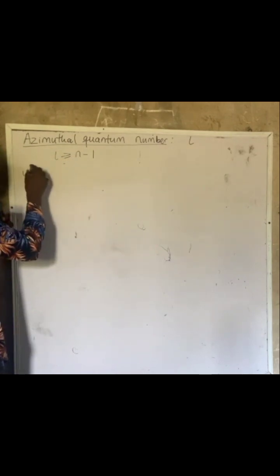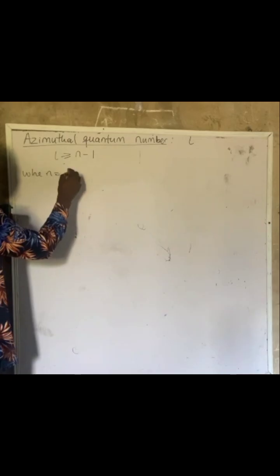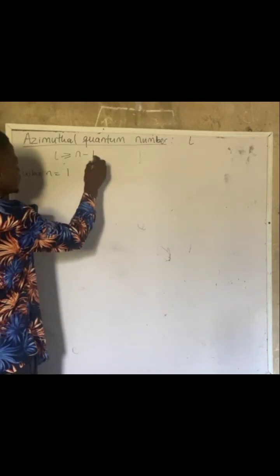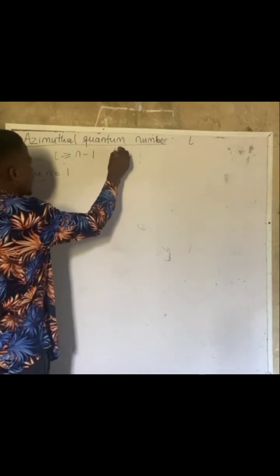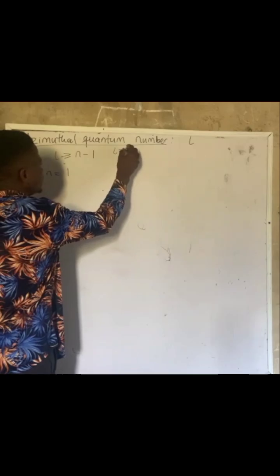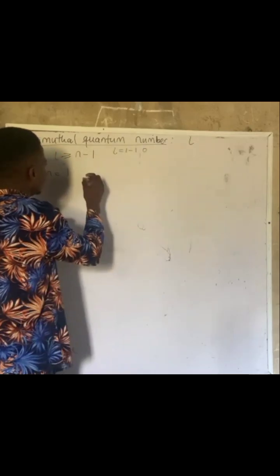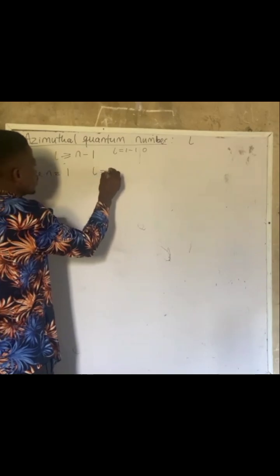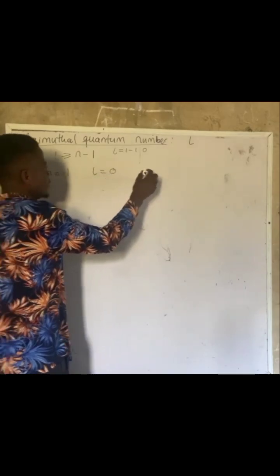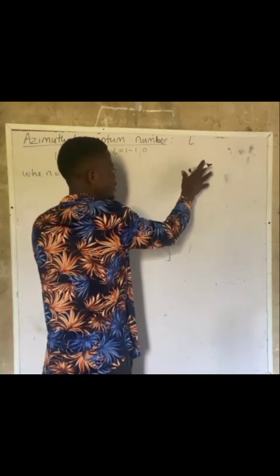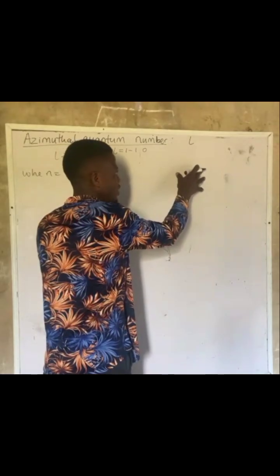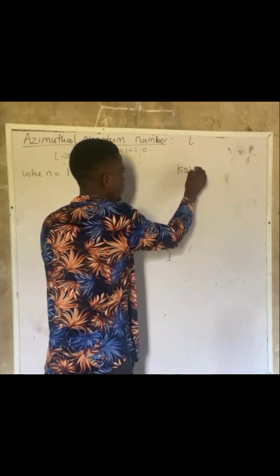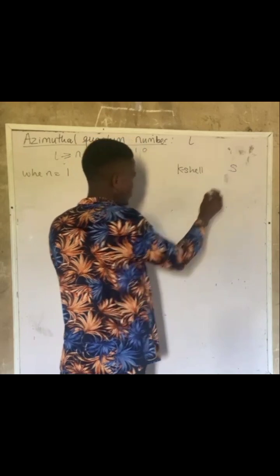So when N equals 1, remember the formula, L goes up to 1 minus 1, which is 0. So when N equals 1, our L equals 0. And that is describing the subshell of the K shell, which has only one subshell, which is S.